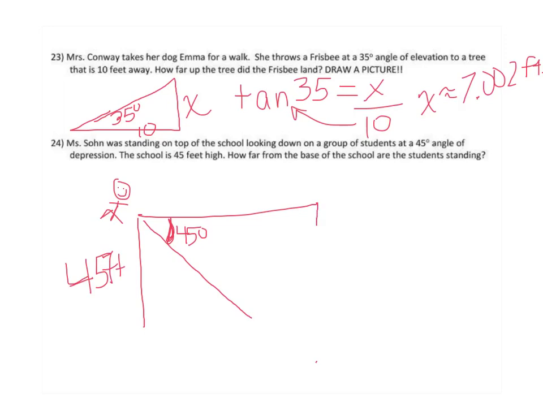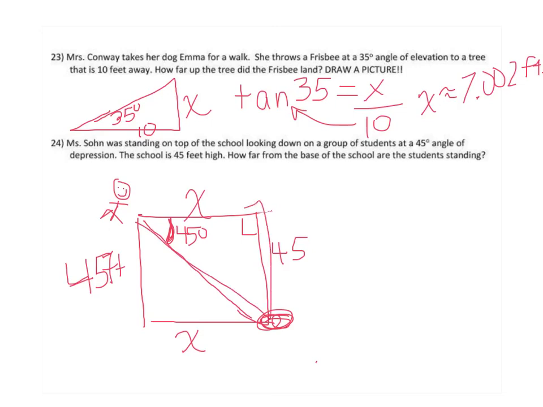So this you're going to kind of have to do a little triangle for. Oops, let me erase that. All right. So here's my right triangle, which if this is 45 feet, this is also 45. And I'm looking for how far from the base of the school the students are standing. So here's my group of students right here. I'm looking for this value, which means this is the same value up here. And I can use this right triangle in order to find my value for x.